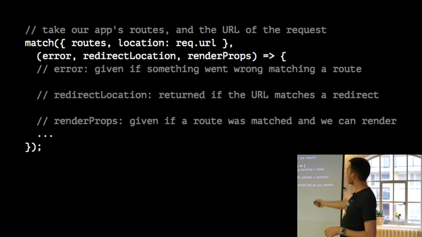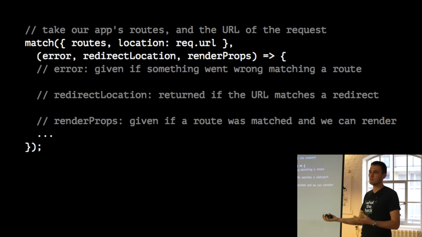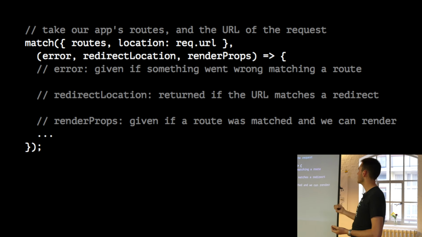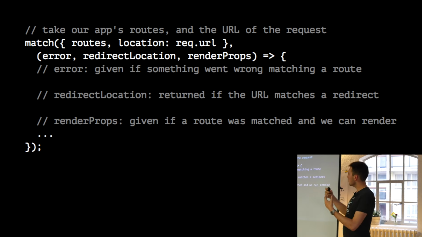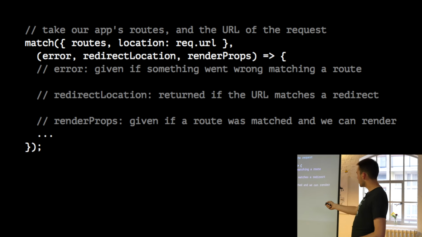So the first thing I do is I call match. I give it all our routes, and I tell it the location, which if you're using Express on the server is the request.url property. That will do that asynchronously. We then have a callback function which takes an error, redirect location, and render properties. If we've got an error, that means something went wrong, and we should probably return a 500 or something similar, or return the fail whale type page.